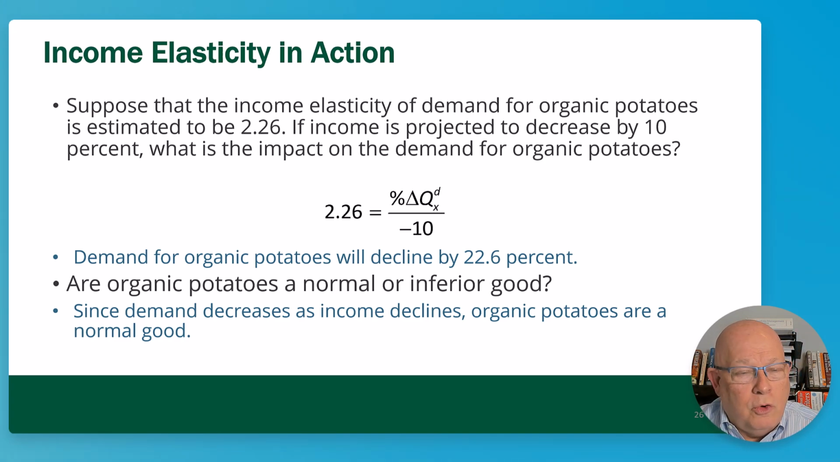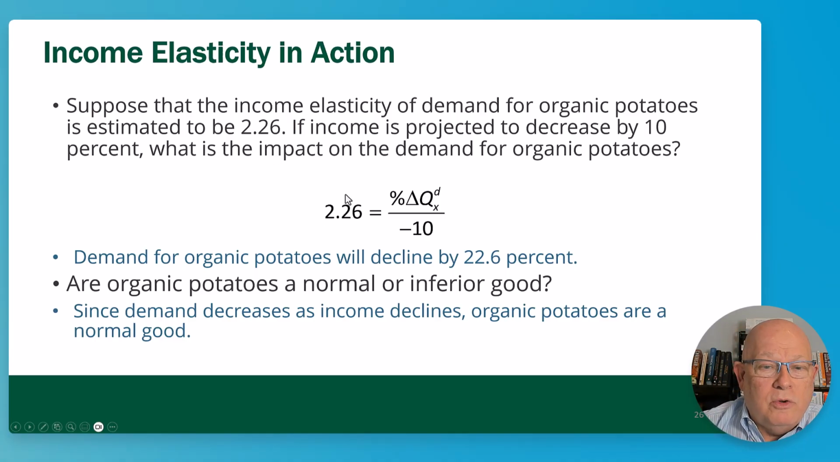Because this is a normal good, we would expect the quantity demanded of organic potatoes to decline. But how do we calculate the percent? We're going to work backwards. We have the elasticity of 2.26 and the minus 10% change in income levels, so the percentage change in demand is the only thing missing. We solve backwards and find that the demand for organic potatoes would decline by 22.6%. So quite sensitive to a decline of 10% in income levels.